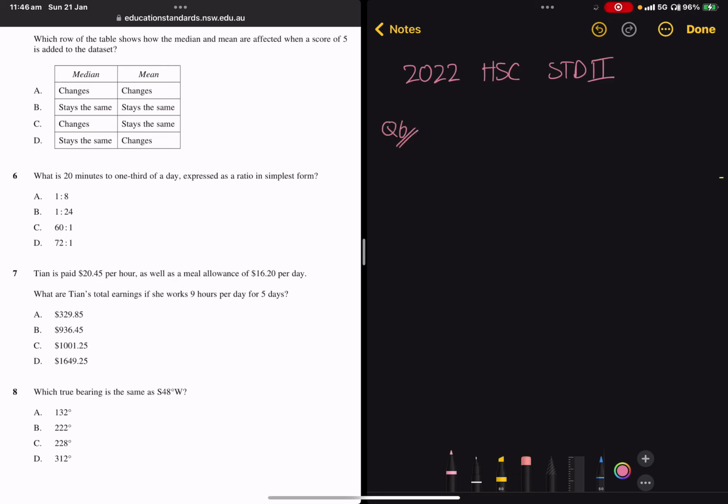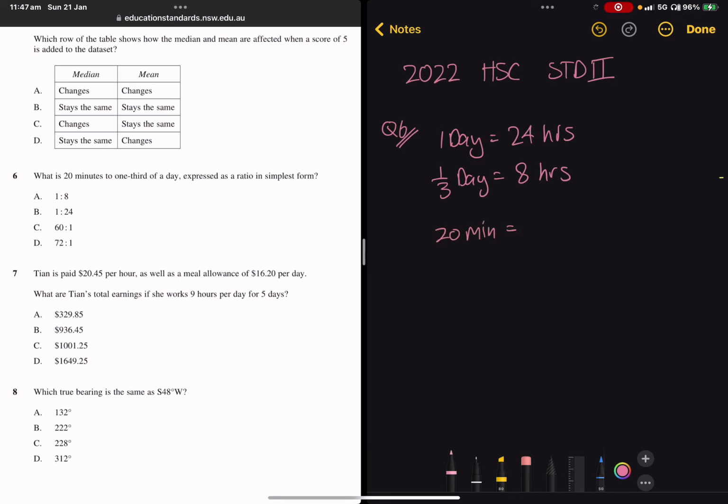Question 6. We have, what is 20 minutes to 1/3 of a day expressed as a ratio in simplest form? 20 minutes to 1/3 of a day. Well, first we'll think of 1/3 of a day. A day is 24 hours. If we break this into thirds, 1/3 of a day is 1/3 of 24 hours, which is 8 hours.